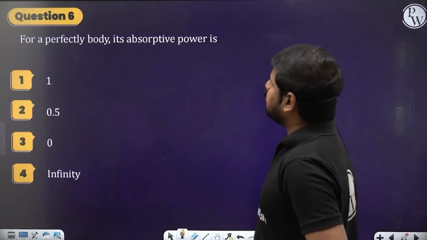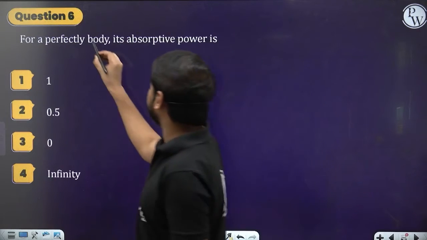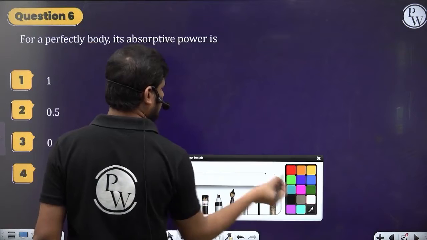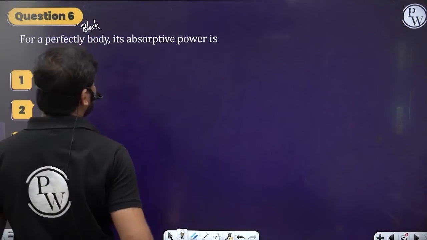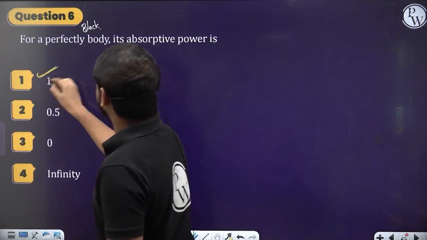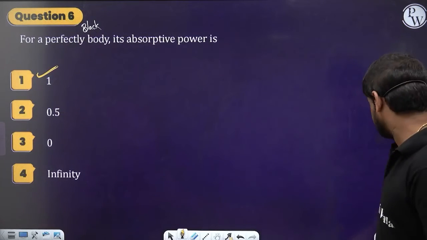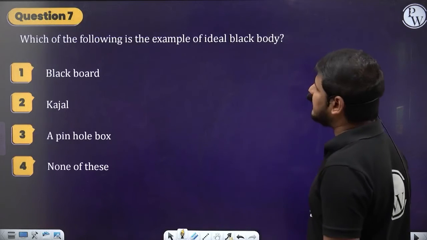So for a perfectly black body, what is its absorptive power? 1. Done. Chalo. So which of the following is the example of an ideal black body?